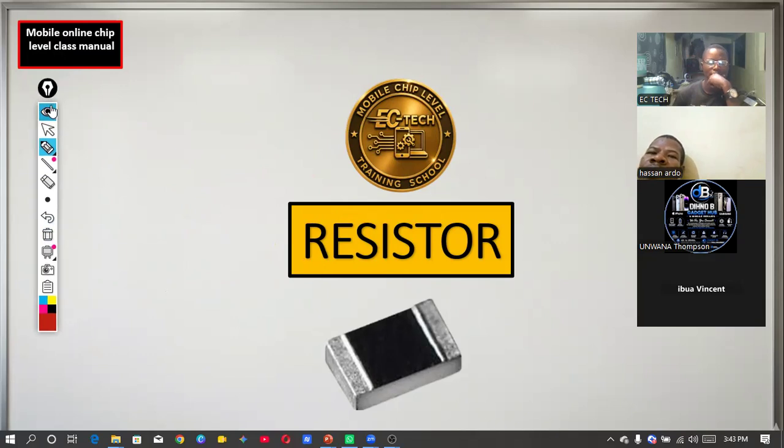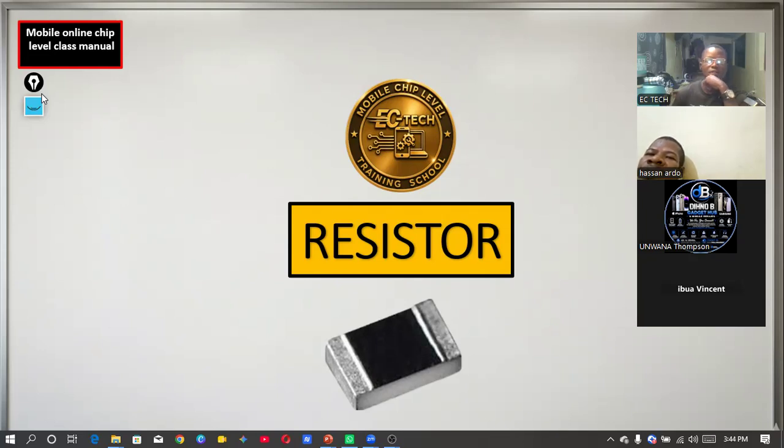See, let me tell you one thing. If you understand a resistor very well, you understand how a board works. If you understand resistor very well, you will understand how circuits work. So it is very, very important. In fact, if you understand resistor, repairing a board will be easy for you.